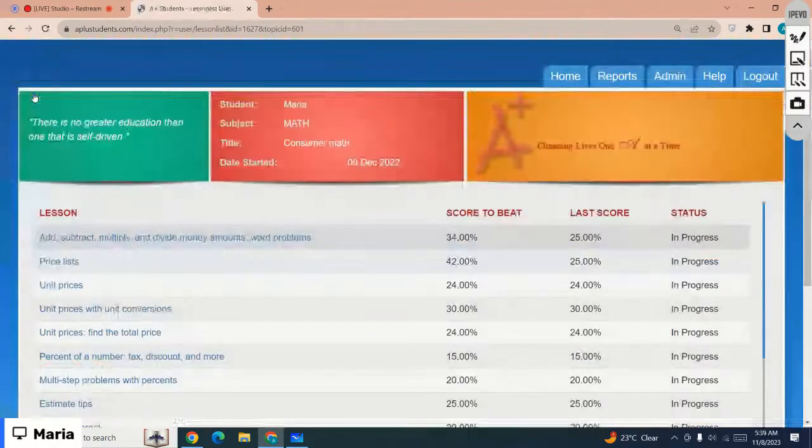by yourself later today. So we were working on consumer math, the chapter we're working on in grade 7 math. And the lessons we have covered today are add, subtract, multiply, and divide money amounts word problems, price list, unit prices, and unit prices with conversions. So please make sure before the next session you can complete all the practice questions for the lessons we did today.